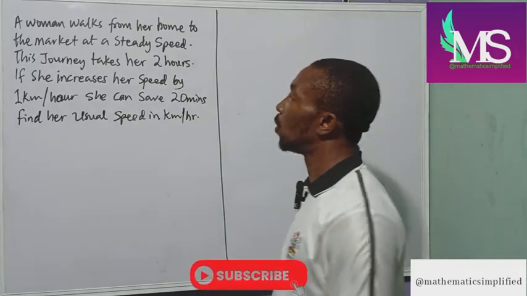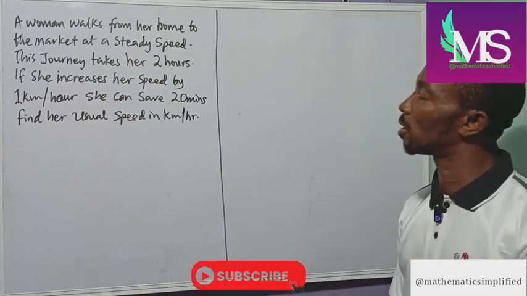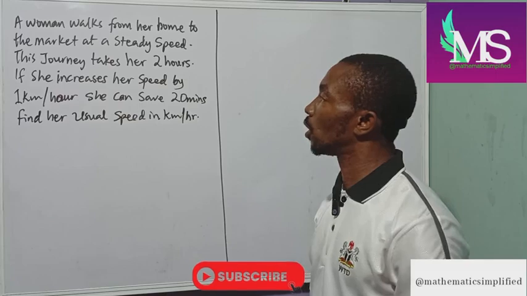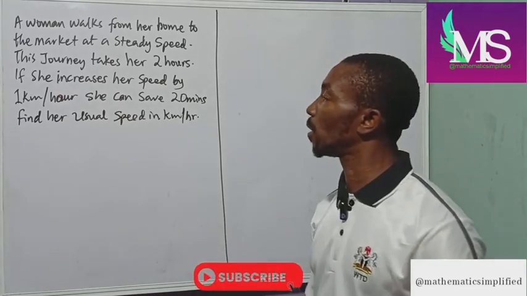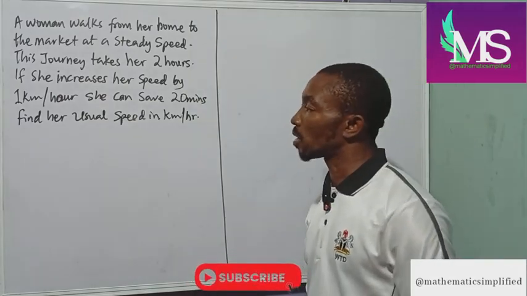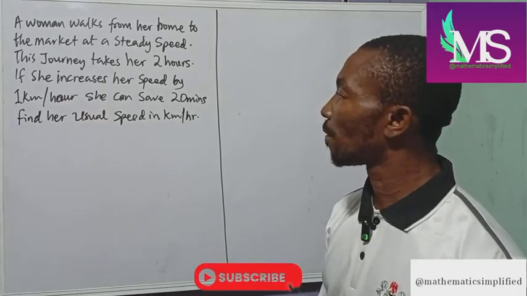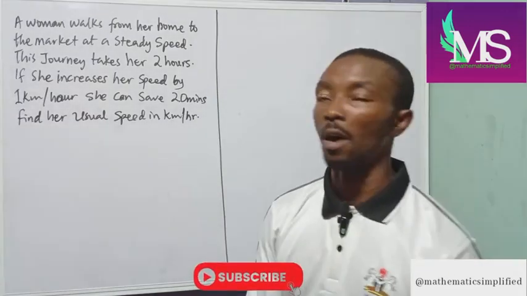A woman walks from her home to the market at a steady speed. This journey takes her 2 hours. If she increases her speed by 1 kilometer per hour, she can save 20 minutes. Find her initial or usual speed in kilometers per hour.